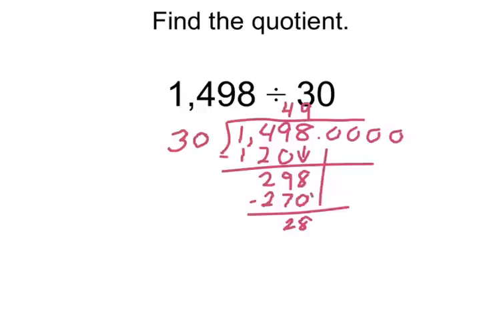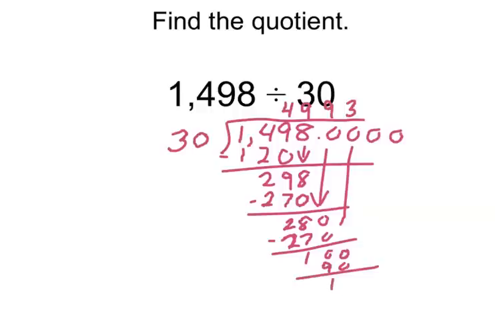All right, and then bring down the 0. How many times does 30 go into 280? I'd say that's 9 again. Okay, so it'd be 270, just like last time. And 0, 1, bring down a 0. How many times does 30 go into 100? Probably 3 times, right? That's about 90. 3 times 30 is 90. 100 minus 90 is 10.